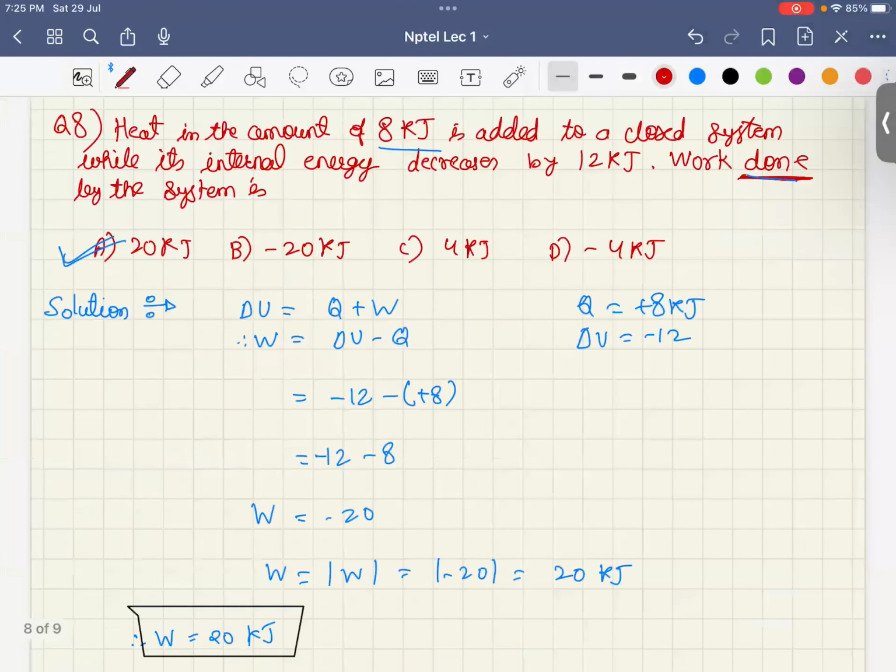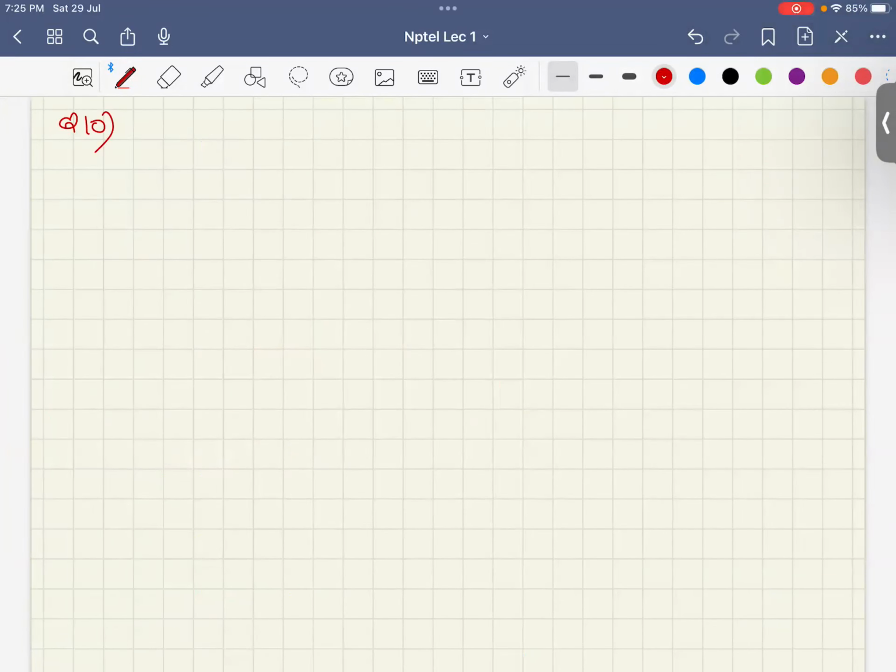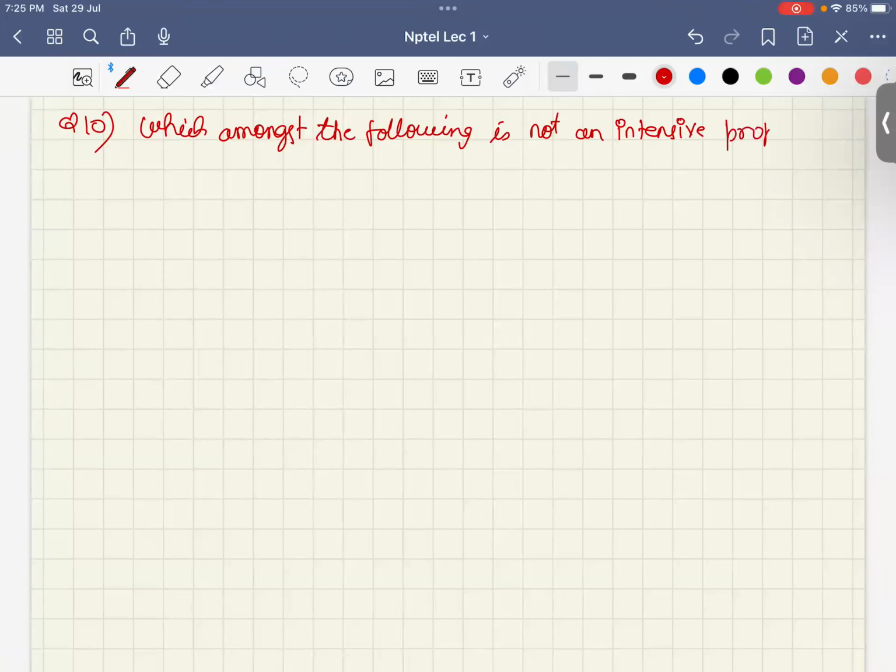Question number 10. Which among the following is not an intrinsic property? Option A is mass. Option B is specific heat capacity. Option C is density. And option D is pressure.